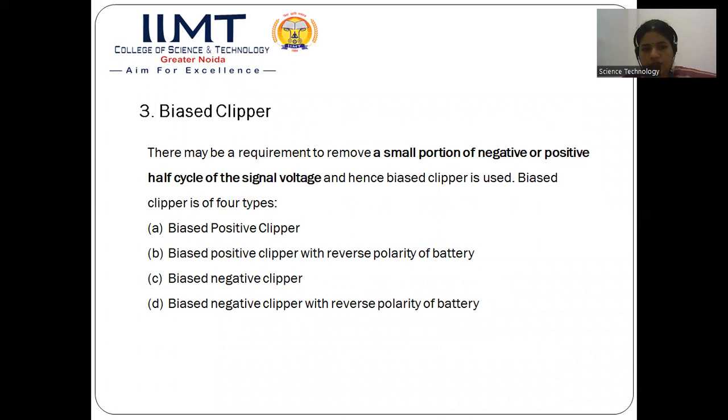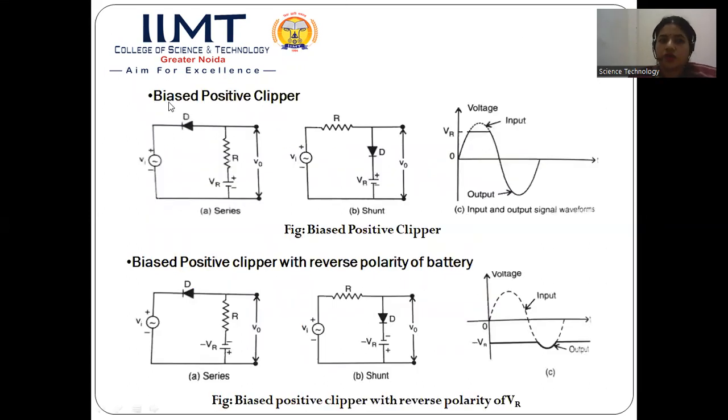Up to now, in the case of positive and negative clippers, we have used a diode and resistor. Now in the biased clipper, we will also use a biasing potential, or we can say the battery voltage, in addition to the diode and resistor. First of all, we will discuss the biased positive clipper. Again, it has two types, series and shunt, depending upon whether we have placed the diode in series with the load or in parallel with the load resistance. So first of all, this is the biased positive clipper.